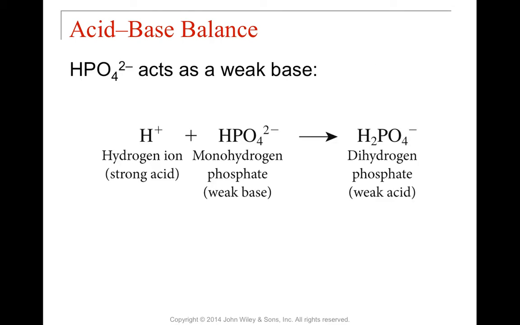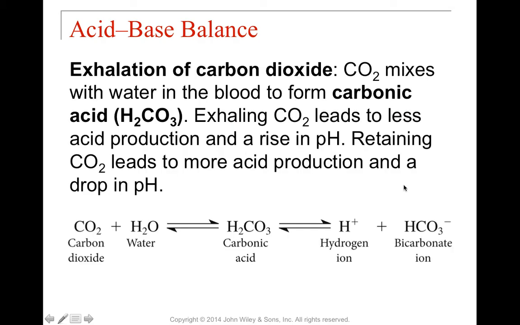Okay, so here's monohydrogen phosphate. It's going to act as a weak base if we end up with too many hydrogen ions in solution, so that hydrogen ion is then going to get absorbed by that monohydrogen phosphate, turned into dihydrogen phosphate, which is actually a weak acid, but instead of taking a strong acid, it's going to be reduced to a weak acid, and so we're still going to help kind of soften the blow in terms of the change to pH of the blood plasma.